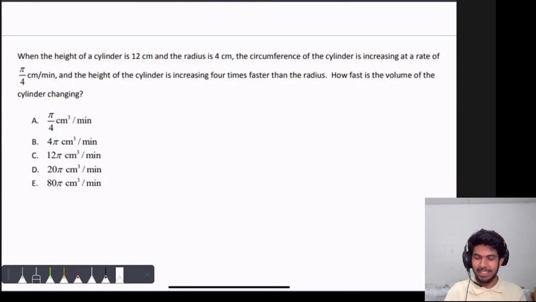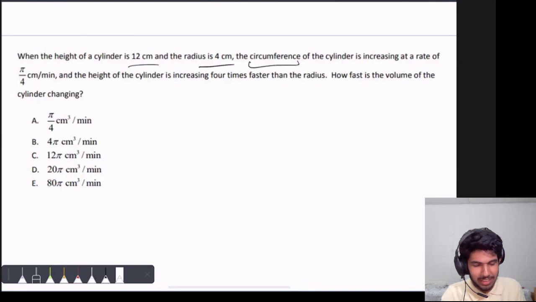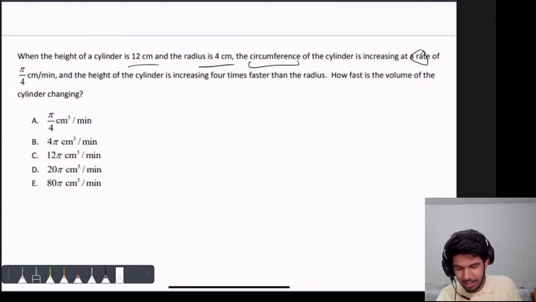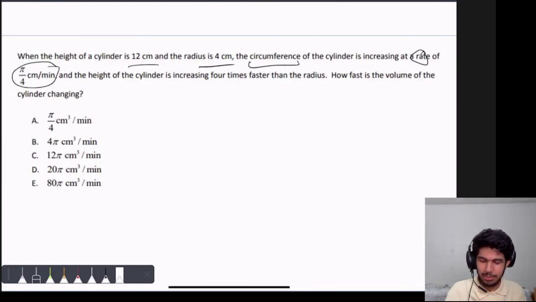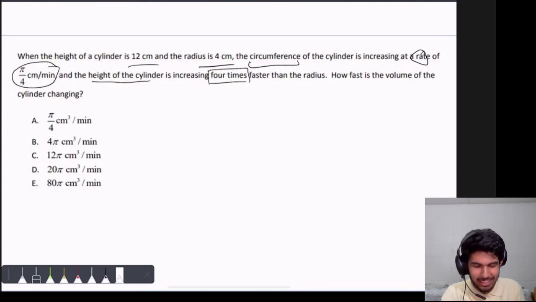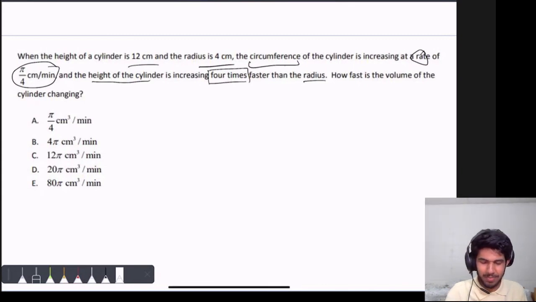So the height of a cylinder is 12 centimeters. Radius is 4 centimeters. Circumference of the circle is increasing at a rate of pi over 4 centimeters per minute. The height of the cylinder is increasing 4 times faster than the radius. How fast is the volume of the cylinder changing?